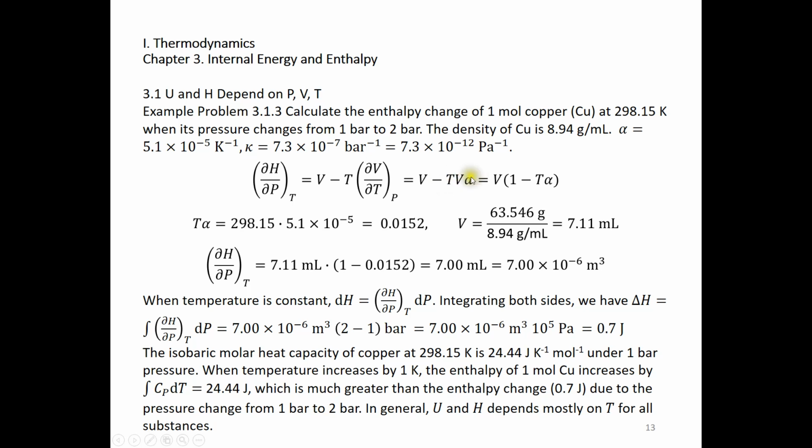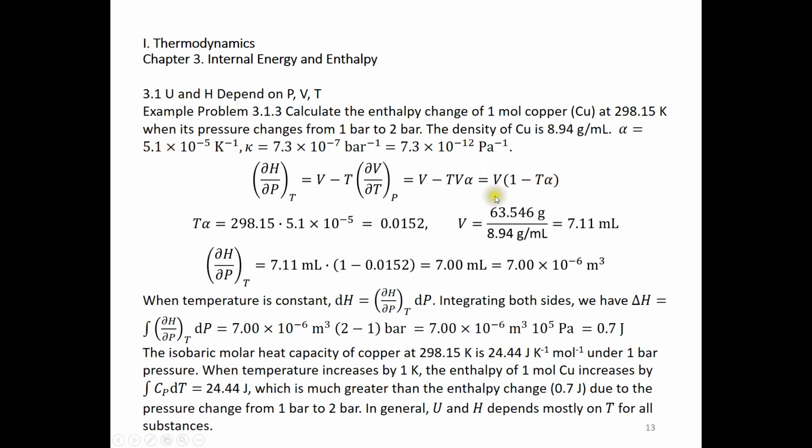It's just for an ideal gas, this alpha is a variable. I think this alpha is actually 1 over temperature. For a solid and a liquid, this alpha is roughly constant. So we're going to do this. Copper is a solid, so alpha is going to be a constant. We look it up. We have the value of alpha here.